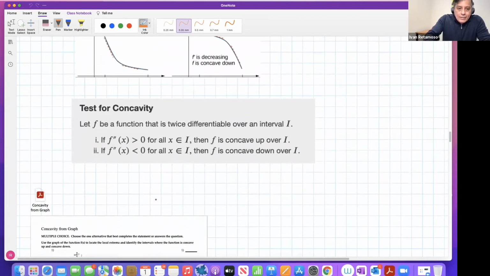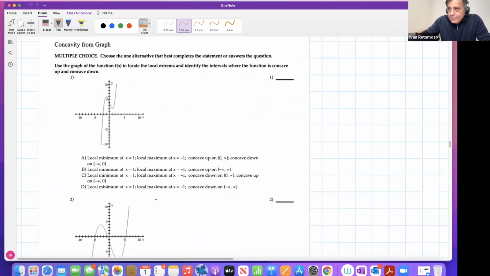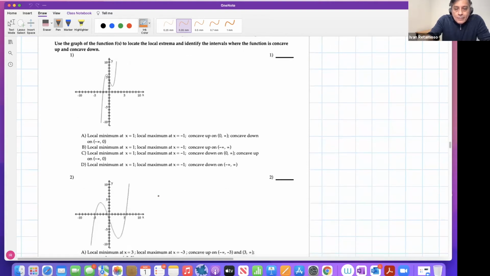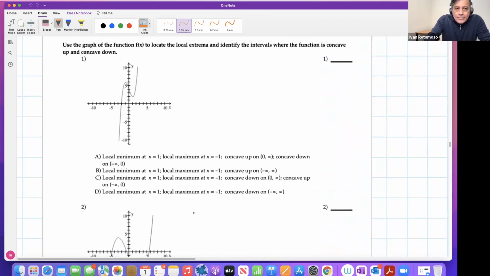Now, before we go to the test for concavity, I want to make sure that everybody understands this idea of concave up and concave down when you have to look at graphs. Let's say they give you these graphs and ask over which intervals the function is concave up and over which it is concave down. I'm going to show you how to do number 1, and I will ask you to do number 2, okay? Use the graph of the function to locate the local extrema and identify the intervals where the function is concave up and concave down.